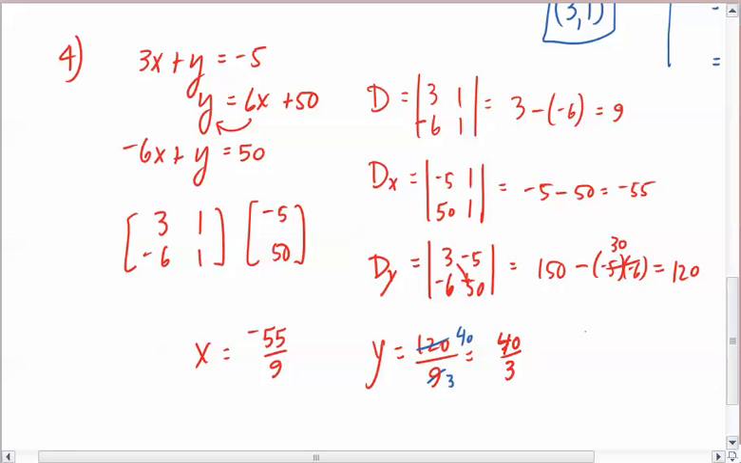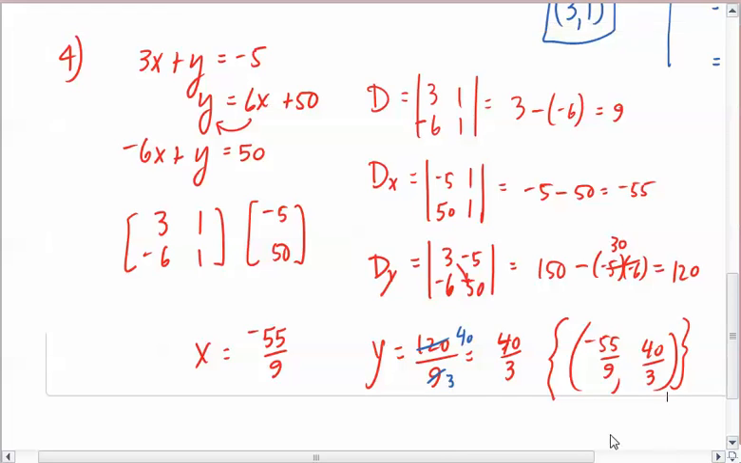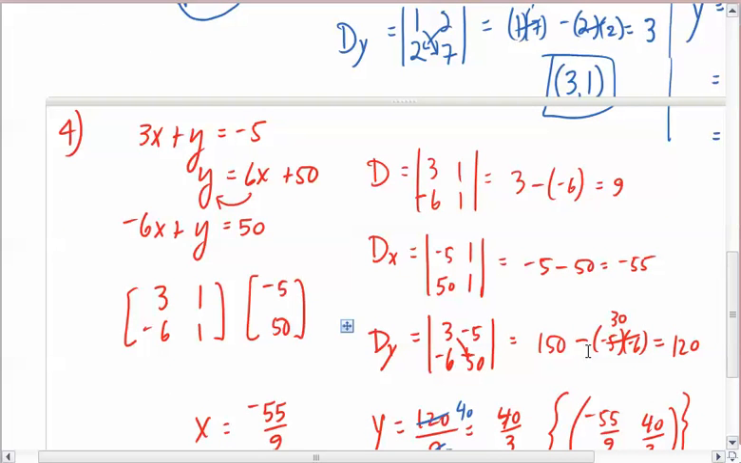Okay, so my answer ends up being negative 55 over 9, kind of weird answer, but they don't always have to be nice, neat little integers. So there you go. There's your answer, your xy coordinate. That is the solution to that system right there.